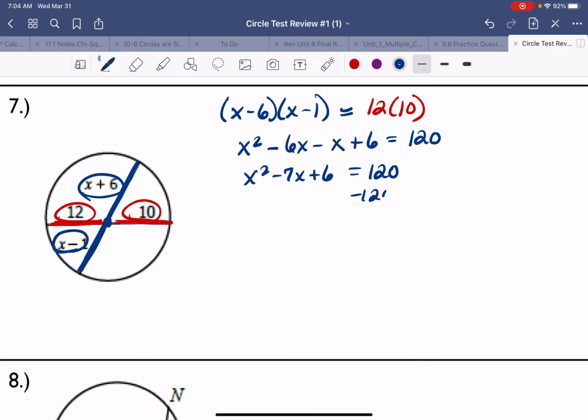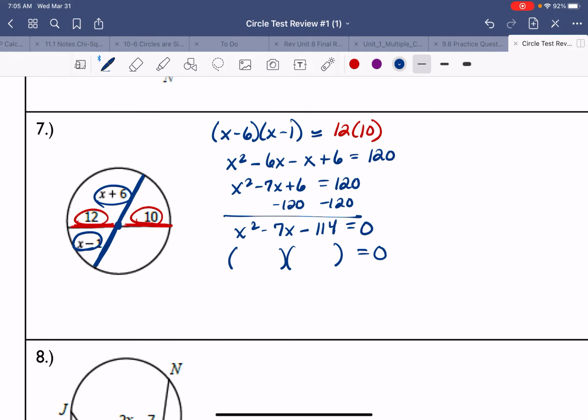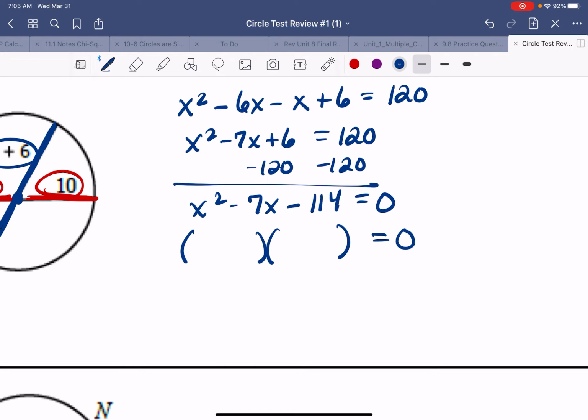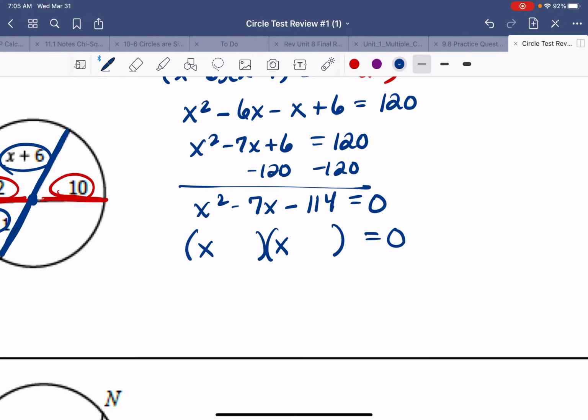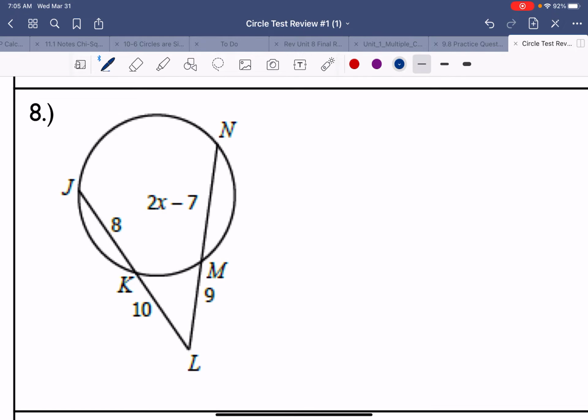So now you can subtract 120 from both sides, and you're left with x squared minus 7x minus 114 is equal to 0. Now, this is the part where you would pretty much be required to go ahead and factor this out and figure out what x values would work for that. I'm going to leave that for you guys if you want to finish it. But for the sake of not making this video longer than I want to, I'll just leave it at that and leave that as a nice little challenge problem for you that you can double check with your teacher. So moving along.